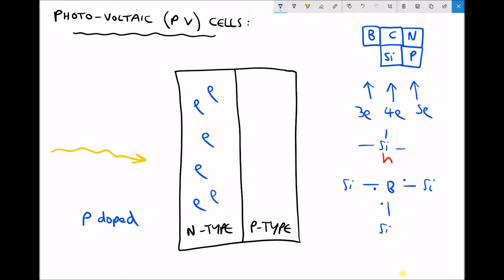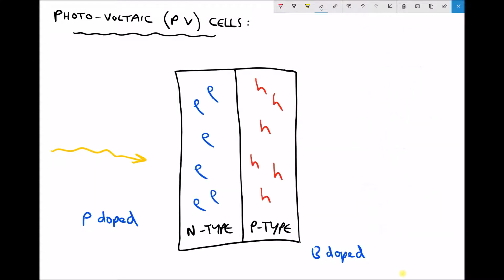Now the reason I've marked that with an H is because H represents hole. What we think of is free electrons and holes where electrons belong. So in actual fact, when the silicon is doped with boron, so B doped, what we end up with is these holes which want to accept electrons. So let's represent that on our diagram. We have holes throughout our P-type silicon.